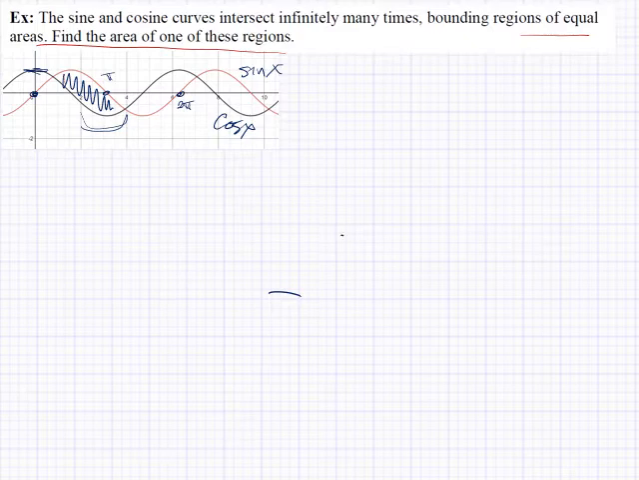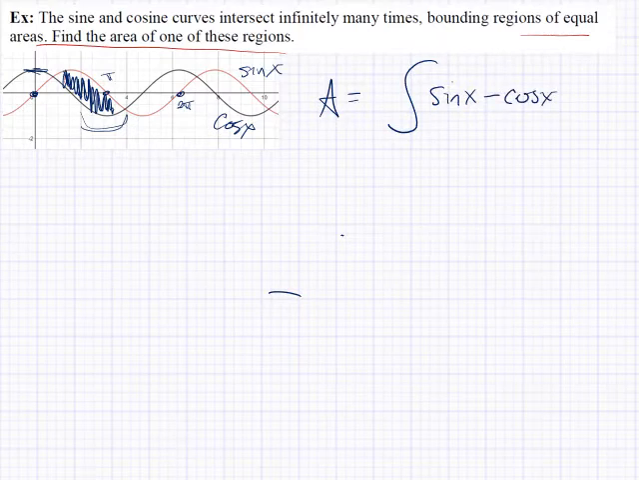So anyway, you can see which function's on top and which function's on bottom in this space. So we're talking about this space. The sine is the top function, the cosine is the bottom function. And that's consistent the entire time. Eventually we'll talk about what happens when it's not consistent.